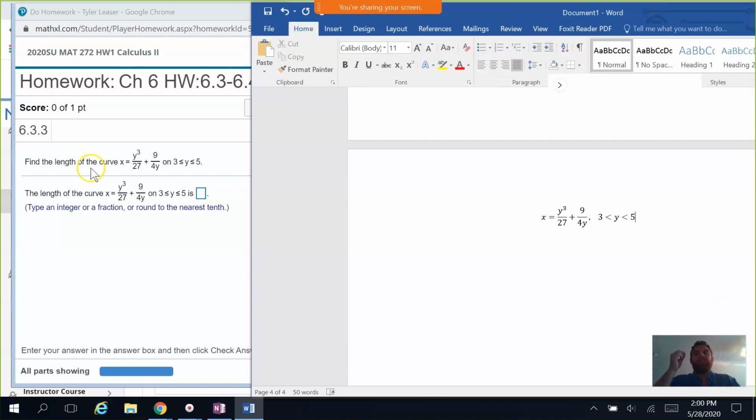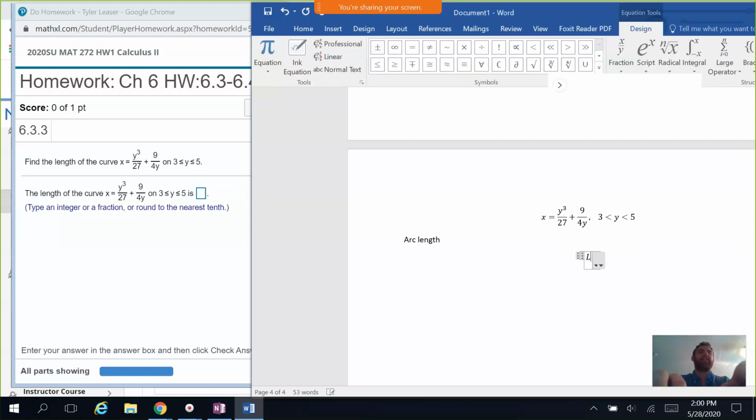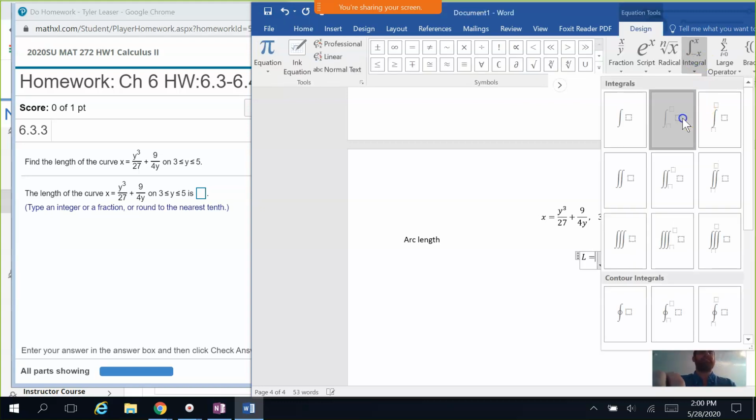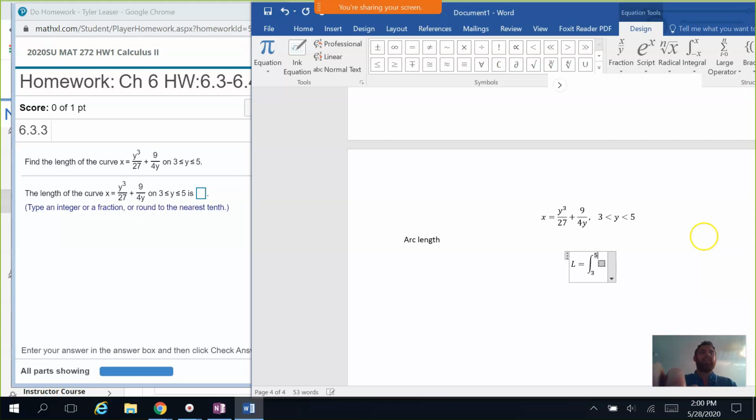So the question is to find the length of the curve x equals y cubed over 27 plus 9 over 4y on the interval 3 to 5. So this is arc length stuff. And there's just an easy formula to it. The length is going to be the integral. So for us, it's going to go from 3 to 5 of the square root of 1 plus the derivative of the function squared.